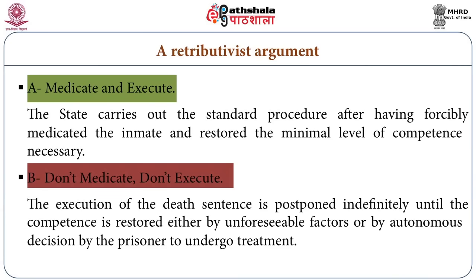The execution of the death sentence is postponed indefinitely until the competence is restored either by unforeseeable factors or by autonomous decision by the prisoner to undergo treatment. In other words, we leave it to the autonomy of the prisoner to decide, will I take medication? We can't force medication onto the prisoner. Consequently, we can't execute unless one of two miraculous things occur. Suddenly restored to sanity, that seems unlikely. Alternatively, the person decides, you know what, I want to be medicated so I can be put to death. That seems equally unlikely. So option B, don't medicate, don't execute.